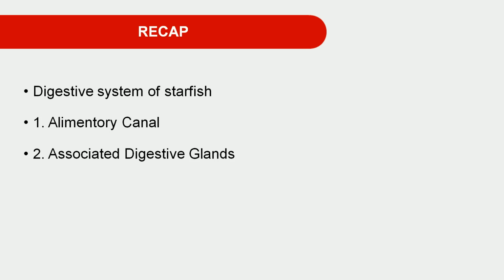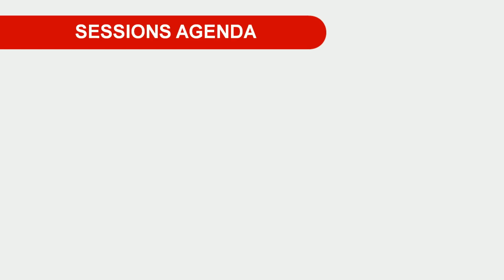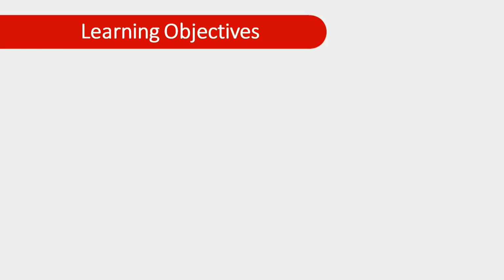We also discussed the digestive glands. One gland is present in the wall of the cardiac stomach, known as the gastric gland. We also discussed the pyloric sacs or hepatic sacs, another associated digestive gland in the starfish body. Now in today's session we discuss the water vascular system of starfish. The water vascular system consists of different organs. We will go into detail in the coming session.